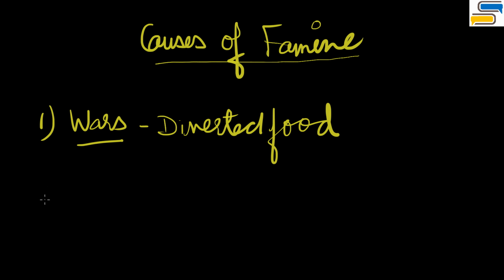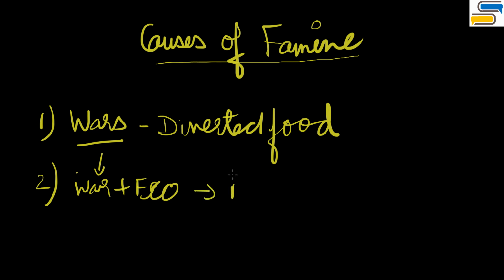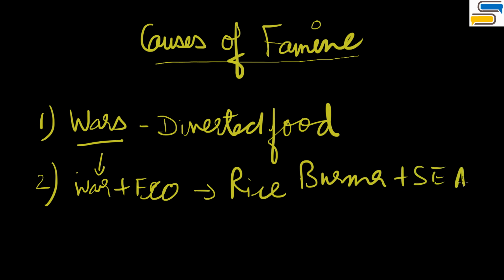Because of the famine, there was already a scarcity of food, and on top of it, food was being transferred to the army of the Britishers. And because of war plus the economic reasons, India actually had to import rice from Burma. But the rice import from Burma and Southeast Asia, because of the wars and the British policies, had stopped. So you are not importing, and you are not producing enough. What will happen? People will die of hunger.